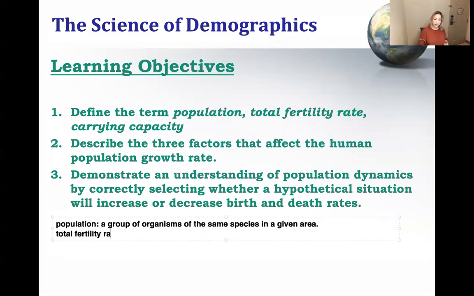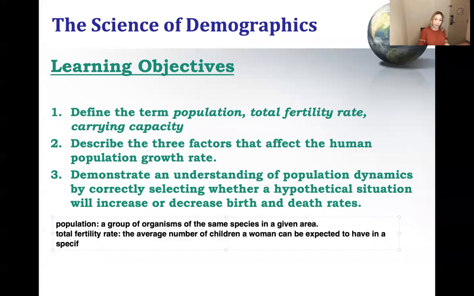Total fertility rate is the average number of children a woman can be expected to have in a specific society. That's not the definition I gave you on the other slide, but it means the same thing. Oh, and I forgot here, the average number of children a woman can be expected to have in a specific society throughout her childbearing years.